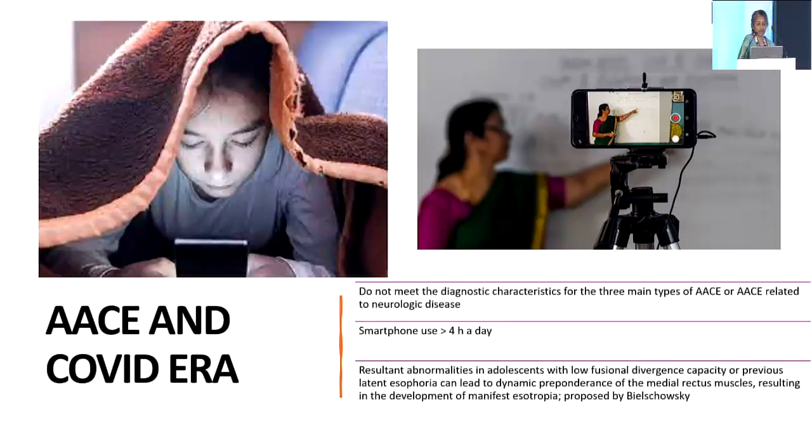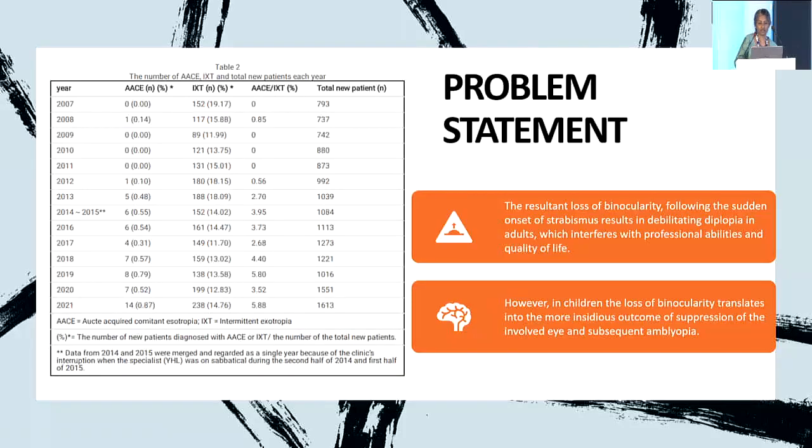Now in the recent 5 years, we have noticed an increased incidence of ACE all over India. This ACE related to the COVID era does not usually meet the diagnostic criteria for the 3 main types. In most of the patients, it is associated with smartphone usage of more than 4 hours a day. Everybody who uses smartphones does not face this problem. It mainly occurs in adolescents who have a low divergence capacity or a previous latent esophoria, and that leads to a dramatic overaction of the medial rectus, resulting in the manifest tropia.